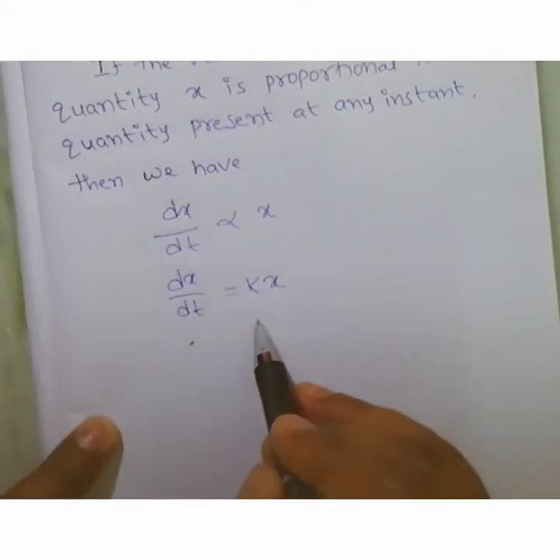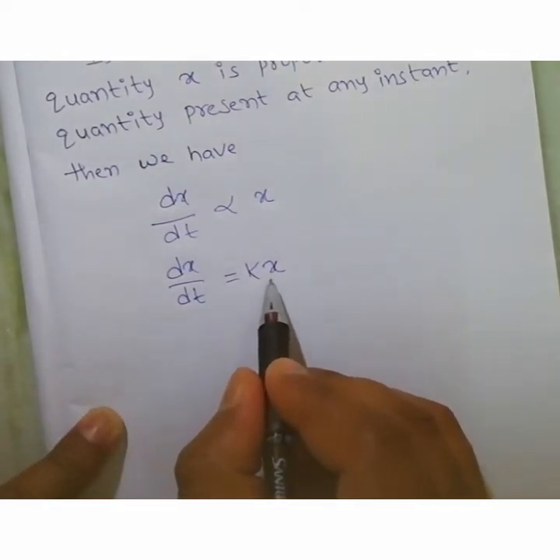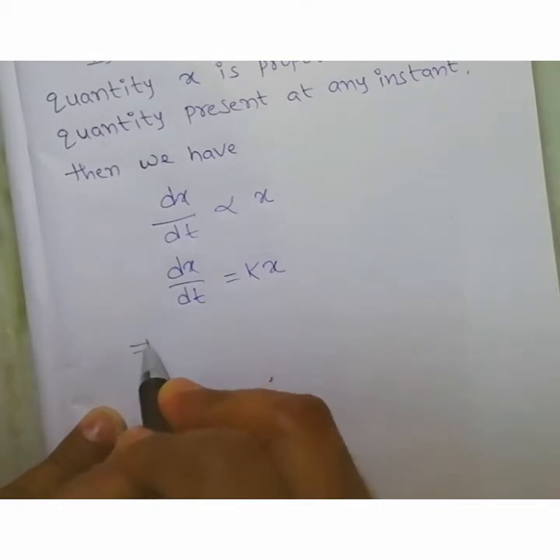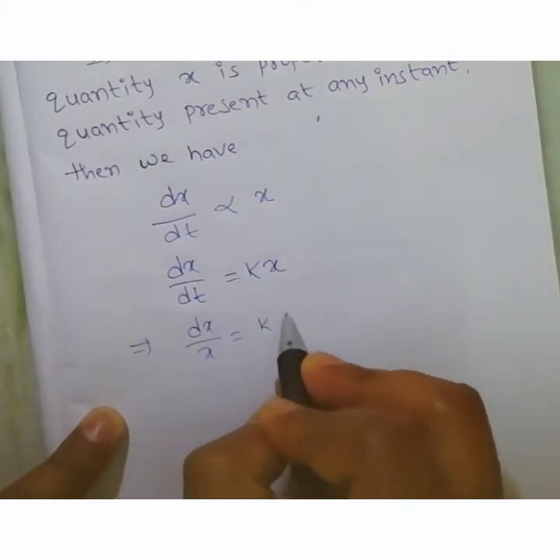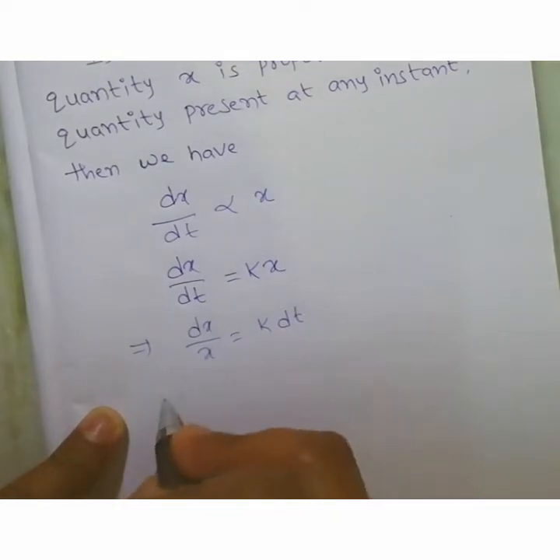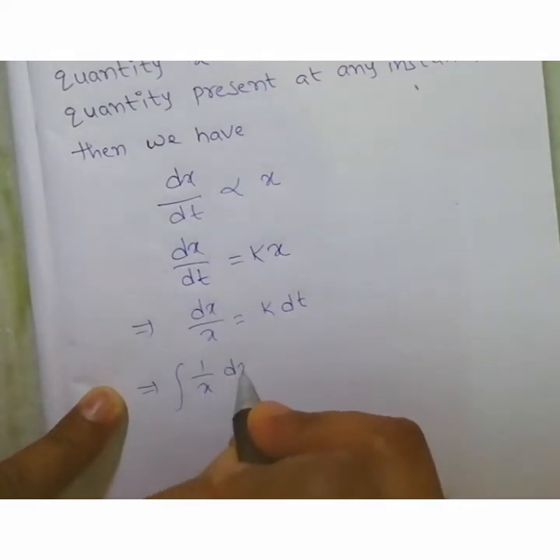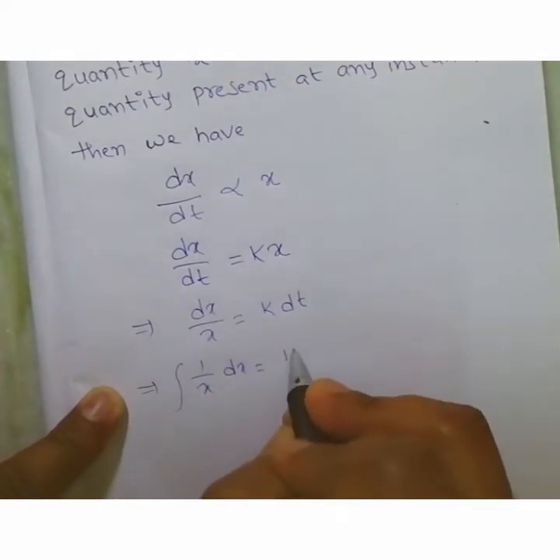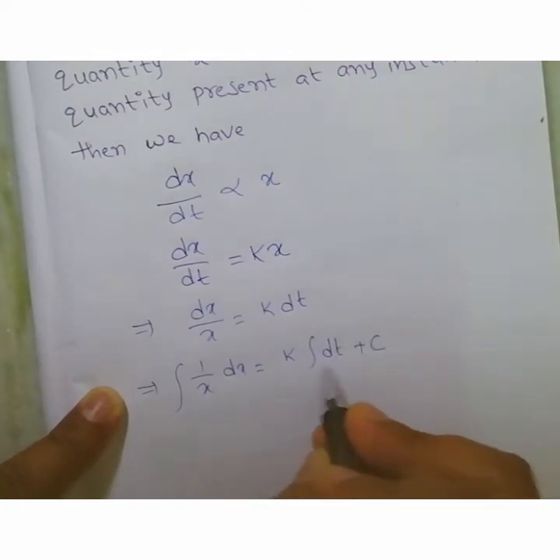So if I would like to solve this, I am doing variable separable, then I will get dx by x is equal to k into dt. So that is variable separable. Now I would like to integrate on both sides. When I integrate on both sides, I get the integral of 1 by x into dx is equal to k, a constant, into the integral of dt plus c, the integral constant.